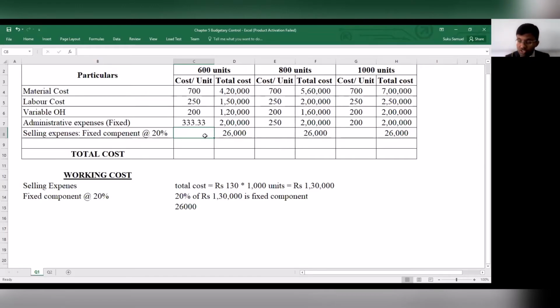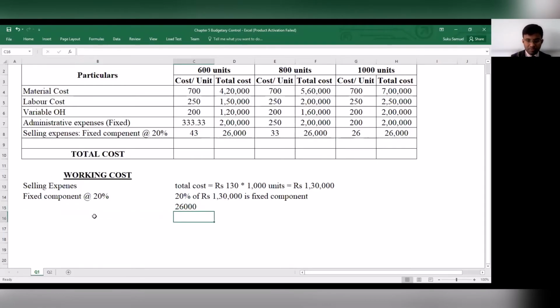Now, it's not over. We have to calculate cost per unit. Now, how do you calculate cost per unit? Cost per unit, you'll calculate by 26,000 divided by 600, which is 43. Here, it will be 26,000 divided by 800, which is 33. And here, it will be 26,000 divided by 1,000, which is 26 rupees. So this is the fixed component.